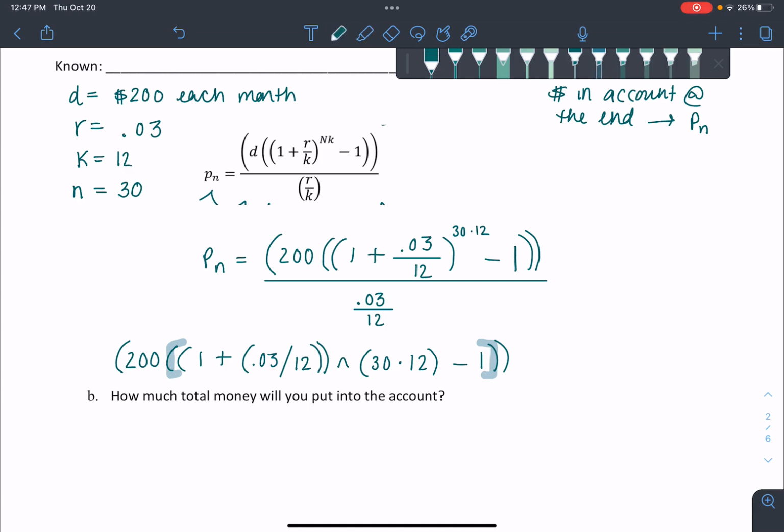All right, so I think this looks good. So this is how you should be typing this in your calculator. And then you need a slash for the bottom. And then you're going to want to put in parentheses 0.03 slash 12 and then close parentheses. And that should do the trick.